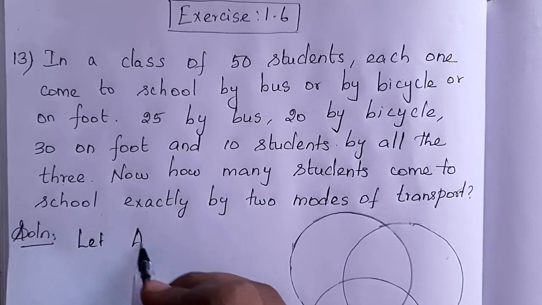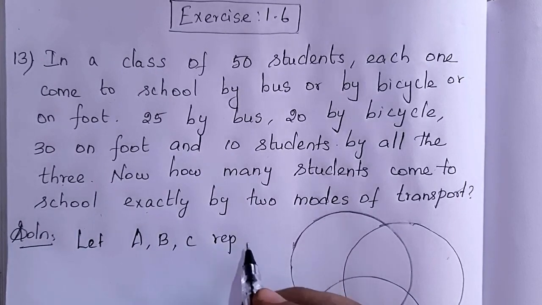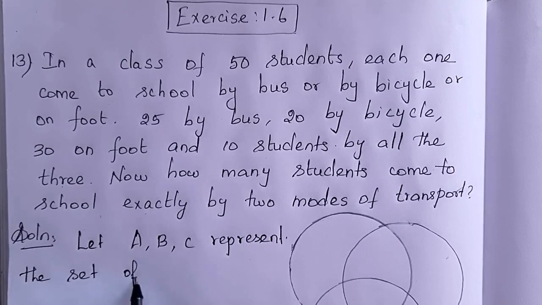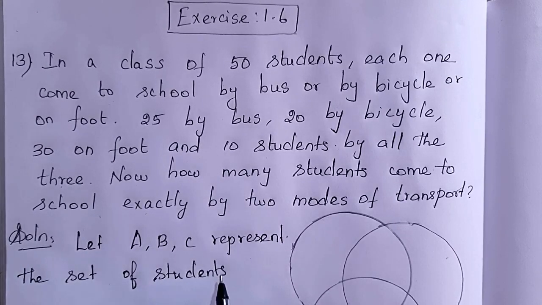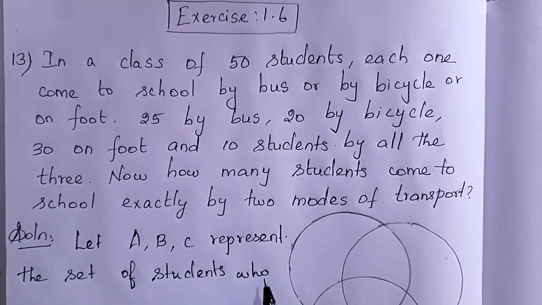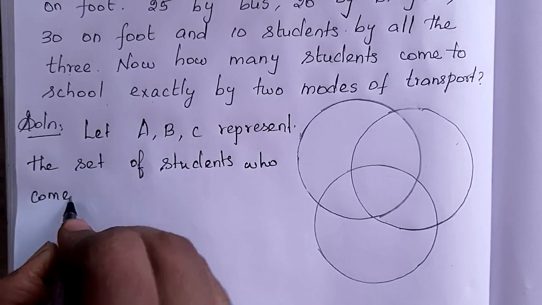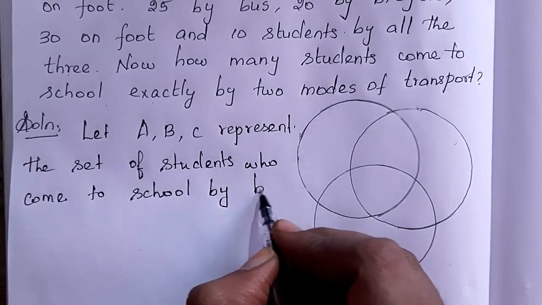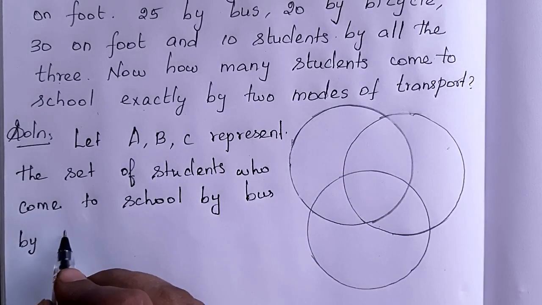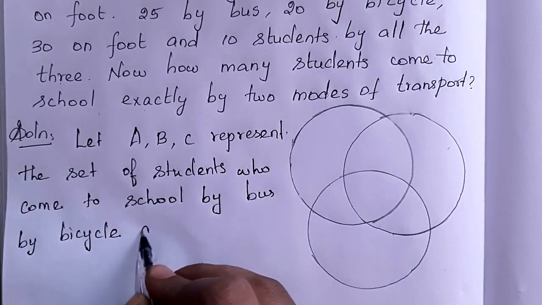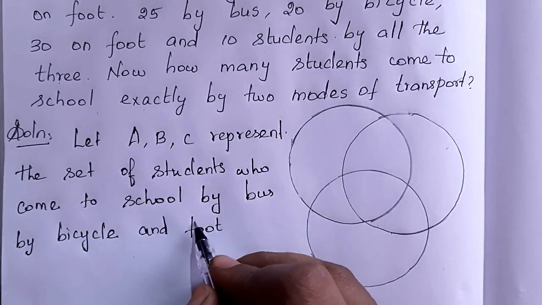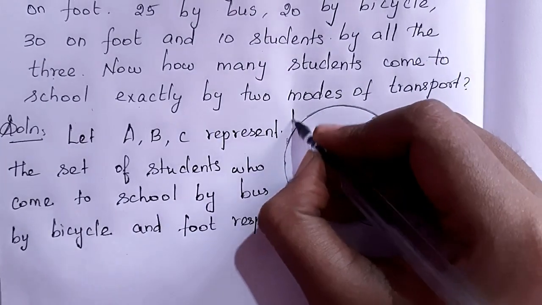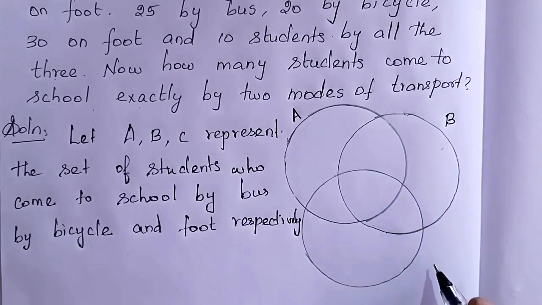Let A, B, C represent the set of students who come to school by bus, by bicycle and on foot respectively. Also, we can name this as A, B, C.